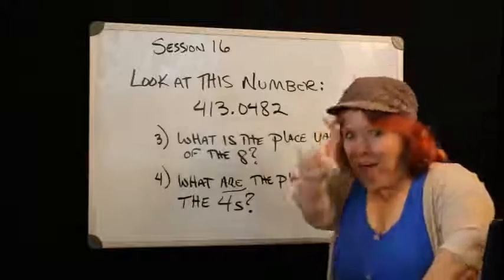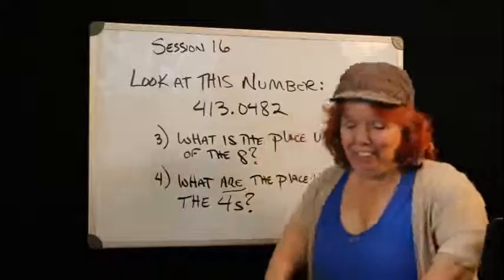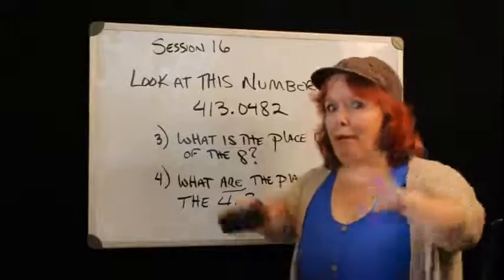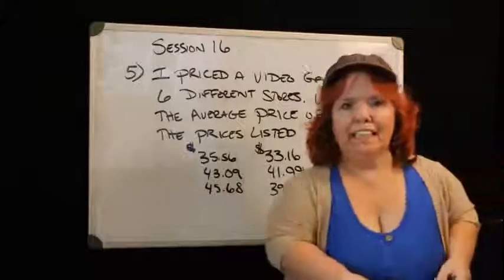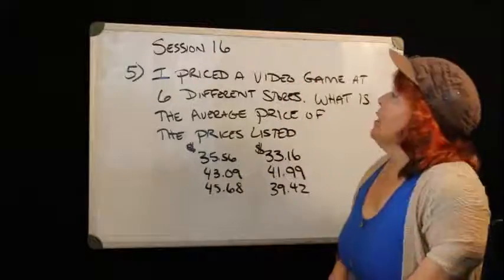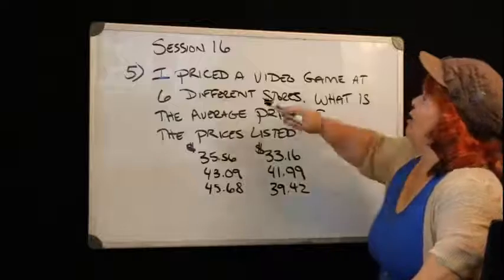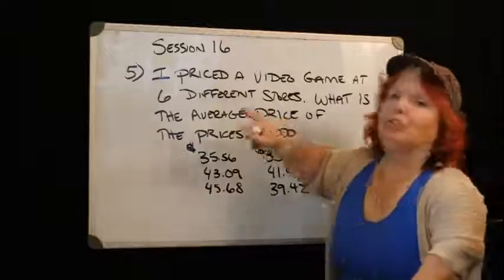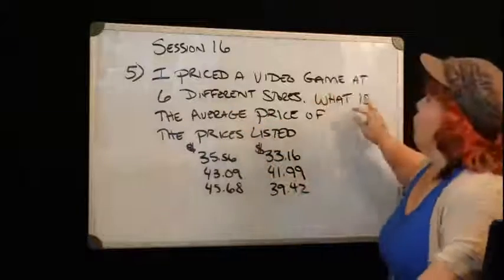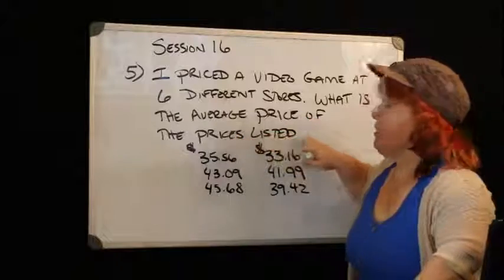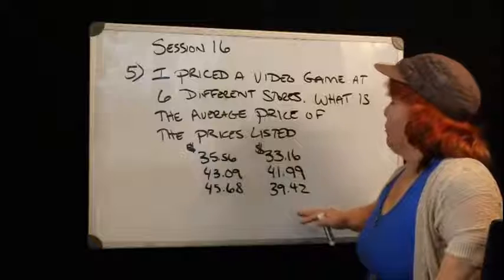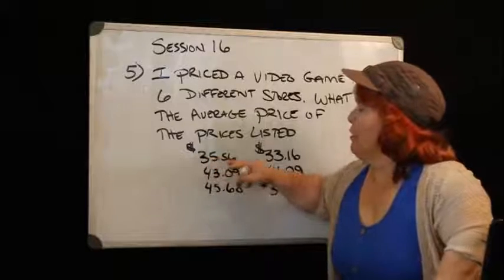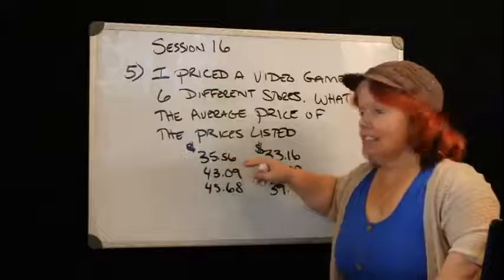I got one more for you, and then we'll get started on our fractions. So bear with me. Okay, last one. Remember we did averages last week. So, number 5, I priced a video game at 6 different stores. What is the average price of these prices listed here? So there are 6 prices here, 6 numbers. $35.56, these are all money.